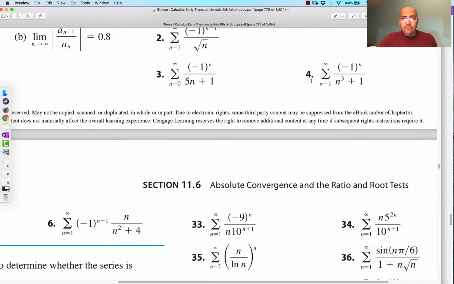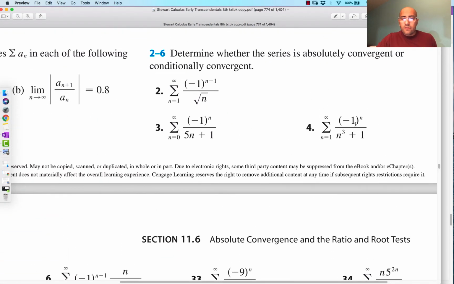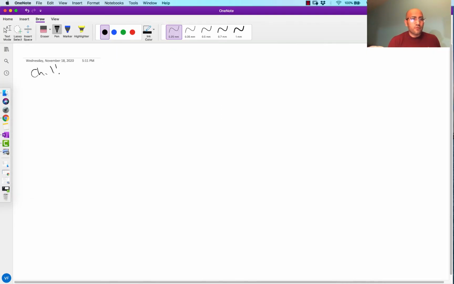We have the sum from 1 to infinity of negative 1 to the power of n all over n to the power of 3 plus 1. Determine if it's absolutely convergent or conditionally convergent. Okay, so let me write that one down. The sum from 1 to infinity of negative 1 to the power of n all over n to the power of 3 plus 1.